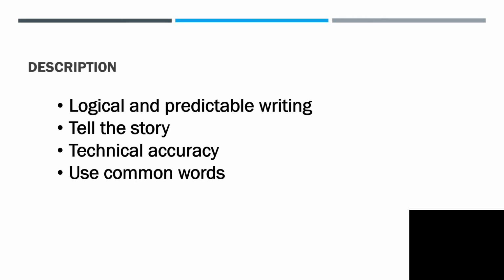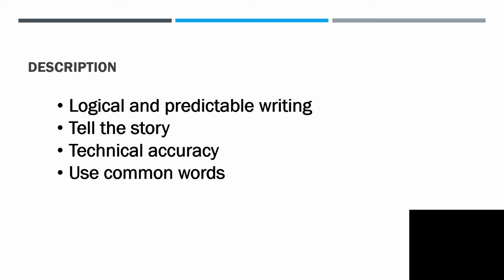So now let's go to the description. The description should be logical and predictable writing. So what do I mean by logical and predictable? That it tells a story, it flows in a direction, that there aren't surprises. So when someone gets to the end of a paragraph, they should have a guess at what's coming next. If they have no idea what's coming next, that's problematic, because that means it's not logical or predictable.